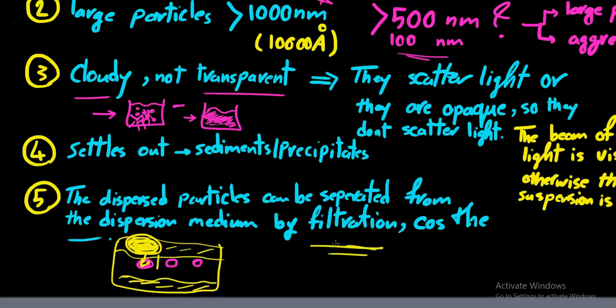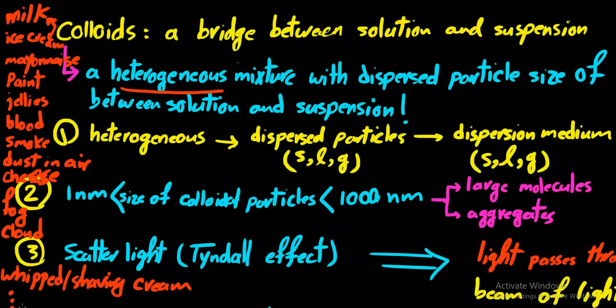So the filtration can separate the particles in the suspension. So let's talk about the colloids. Colloids are the main material that we usually talk about in soft materials. It's really important to get familiar yourself with the colloid material.